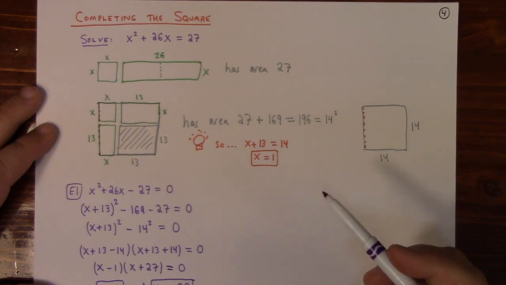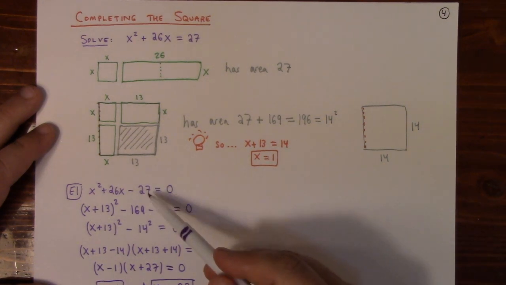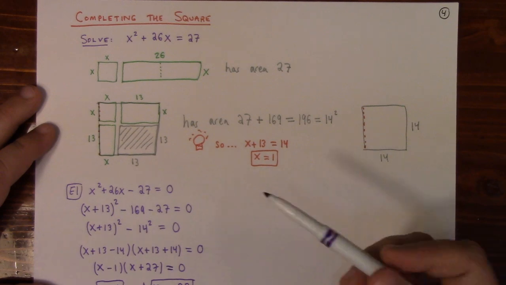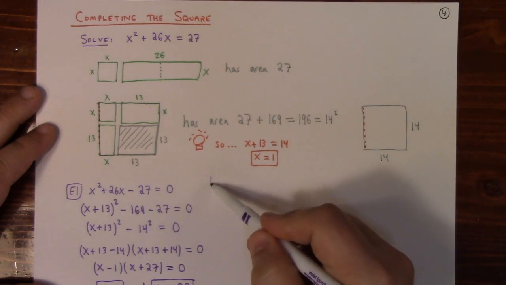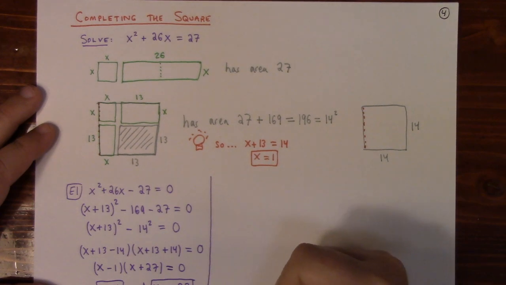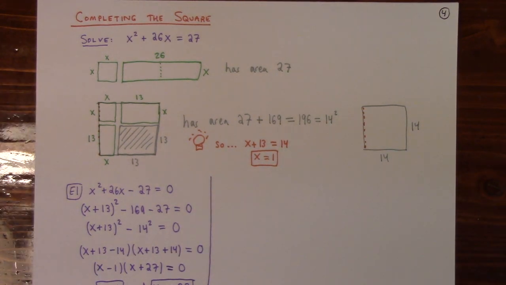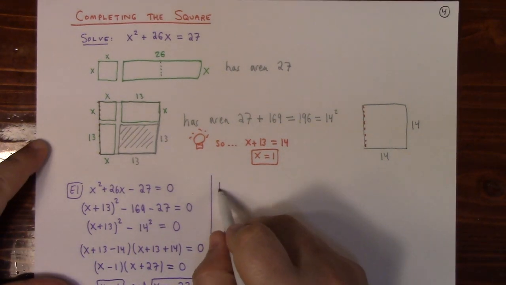Now, you're like, well, I could have just factored this, right? Well, that's true. You probably could have just factored this, right? But completing the square takes the guesswork out of it. Let's do another example. So let's see here, example 2.